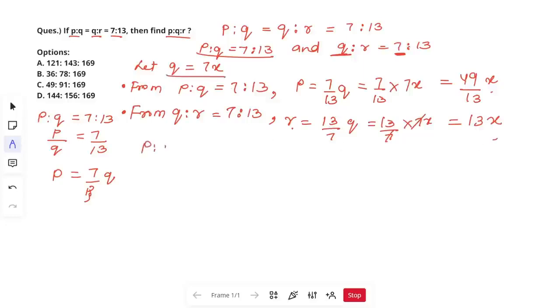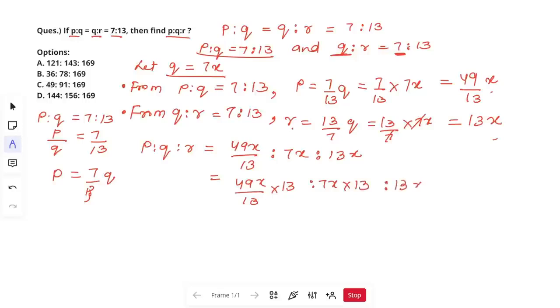Now let us substitute all these values. So P is to Q is to R, what can we write? 49x by 13. This is the P value which we have got. Next value is Q, which is 7x, which we have assumed, and the R value that we have got is 13x. Now we will simply multiply all three values by 13 to simplify further. So 7x into 13 and 13x into 13. Here the 13 will get cancelled, this will be 49x, then 13 into 7x will be 91x, and then 13 into 13x will be 169x.